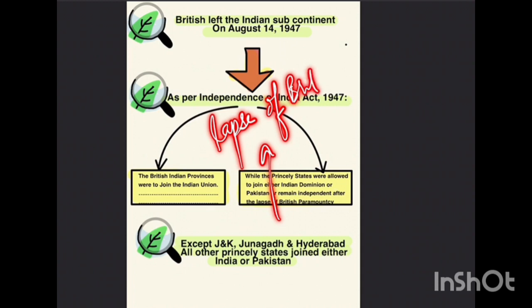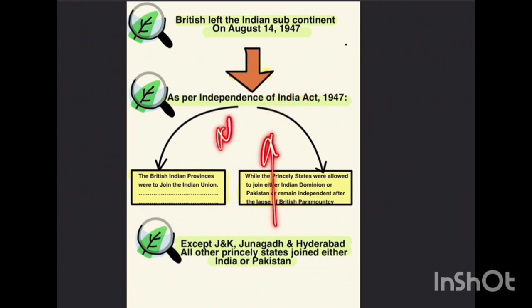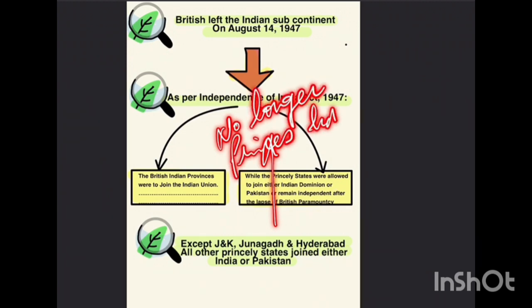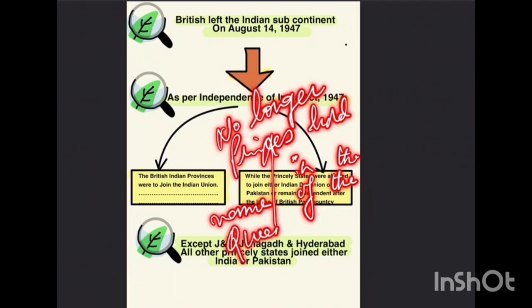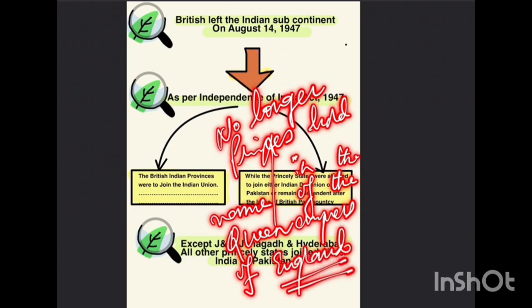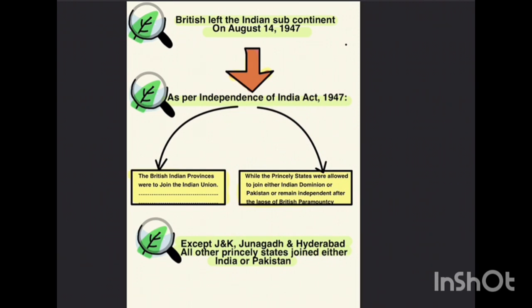Lapse of British paramountcy means that the princes no longer hold their territories in the name of the Queen Empress of England. So the princely states were given the choice either to remain with India, to remain with Pakistan, or to remain as an independent country.